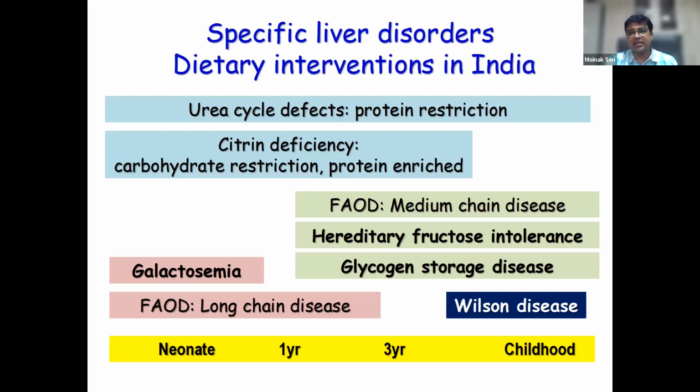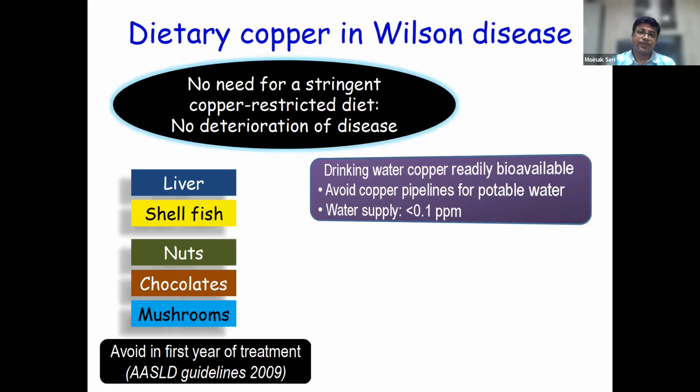For example, in urea cycle defects, you restrict the protein. You can't stop it, but you have to restrict. In citrulline deficiency, they have a tendency to restrict the carbohydrate, but enrich the protein because of a complex pathway, which I'm not going to go into. In fatty acid oxidation defects, they restrict the medium chain. It's a medium chain disease, so they give a different kind of diet. And there are, of course, galactosemia, HFI, glycogen storage disease, and Wilson's disease.